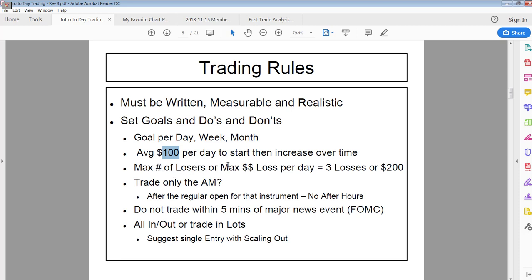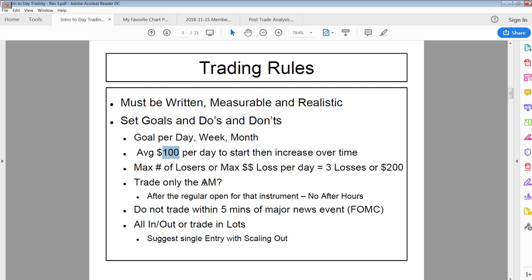Set a maximum number of losers or a max dollar amount per day. Say something like 3 losses or $200 maximum, so that you don't blow your account out. Because if you're getting a number of consecutive losers and a significant amount of money, let's say with $100 risk on each trade, and you have a $300 loss, we've had at least 3 losses, if not more. You're probably out of sync with the markets. Stop before you blow out your account.